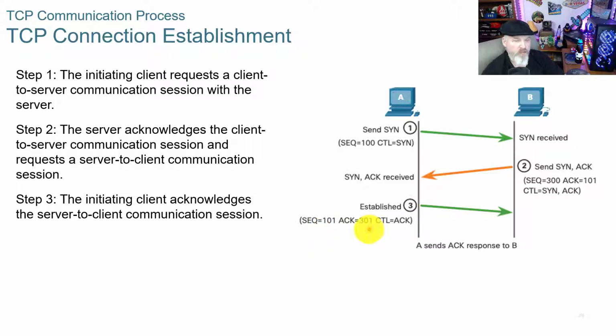Acknowledgement was 301 because it adds 1 to it, and then it does a control acknowledgement, and then the initiating client acknowledges the server-to-client communication session. So you have a handshake. So it sends, the receiver says, hey, I got this, let me send that information back to you, and then the sender gets a receipt back and says, hey, okay, now we've got a connection established.